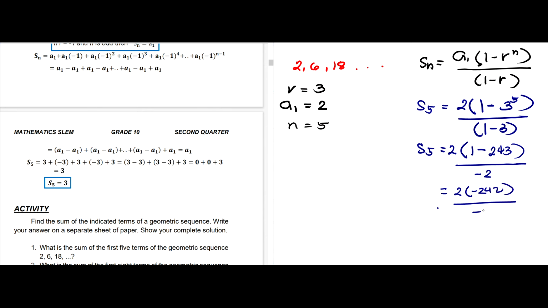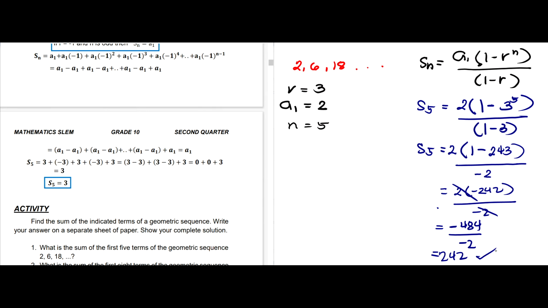Divided by negative 2. So, negative 242 times 2, that's negative 484, divided by negative 2. So, the answer is positive 484 divided by 2. The answer is 242. Or you can simply cancel this one na lang, tapos may matitira kang negative sign. Negative divided by negative, that's positive.